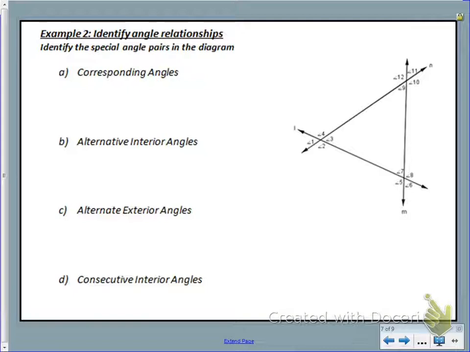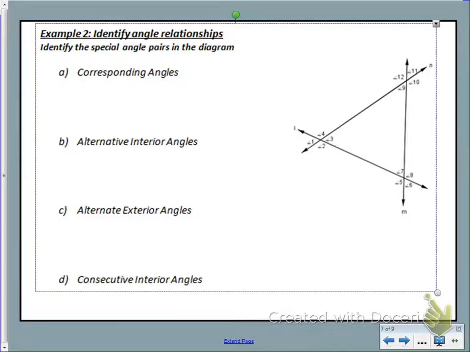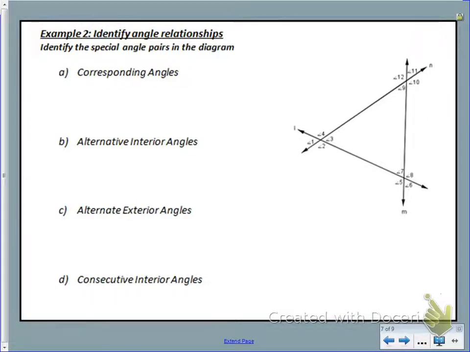It says to identify the special angle pairs in the diagram. So if we look at this, we're going to locate in our picture all of the corresponding angles. I will forewarn, there are 10 pairs of corresponding angles in this picture. So it's going to take us a little while to find them all, but we will be able to do that. As a reminder, corresponding means same side of the transversal, one inside, one outside.